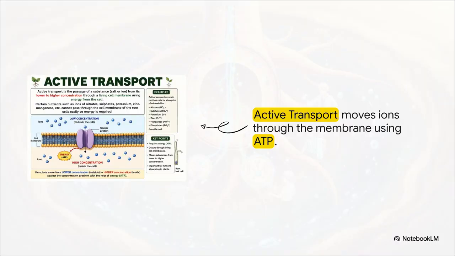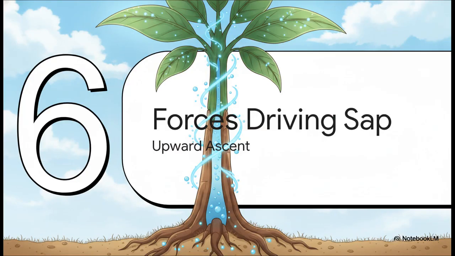Check out the carrier proteins embedded right there within the living cell membrane. Here's the thing. Vital nutrients like nitrates, sulfates, and potassium are often in lower concentration in the soil than they are inside the root. So the cell simply can't rely on diffusion. It has to expend ATP energy to forcefully pump these critical ions against the concentration gradient and into the cell sap.